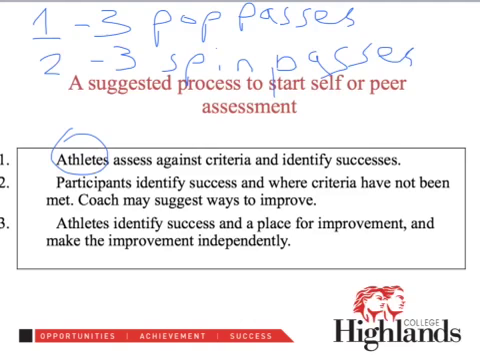So therefore, your athletes then know that if they can perform 3 pop passes or 3 spin passes, but they can't perform the spin passes with the wide leg base and directed shoulder movement, then maybe they're still at level 1. You can get them to assess themselves and identify how they can then improve.